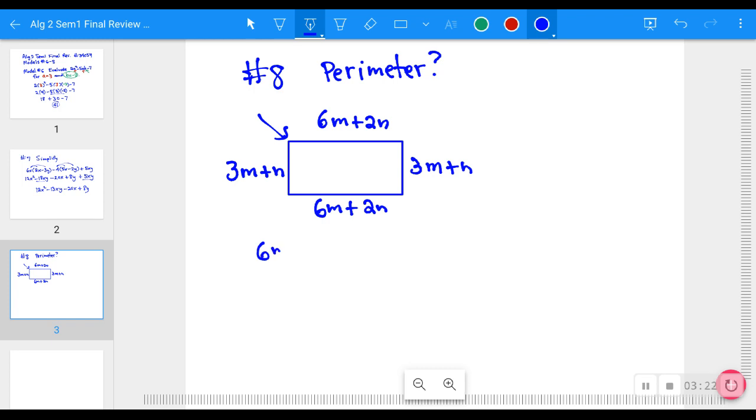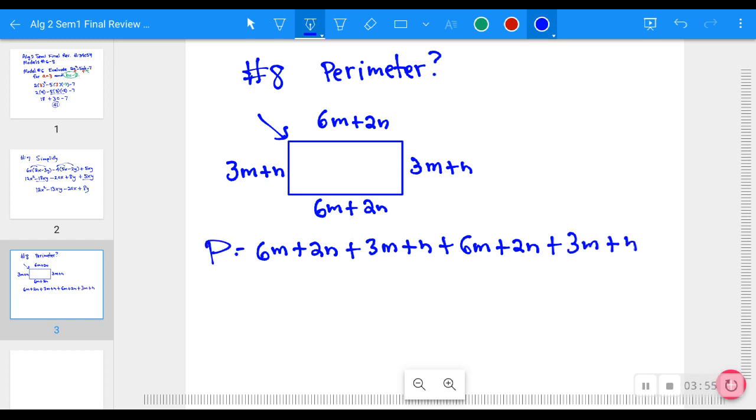So the first side length is 6m plus 2n. The next side we're going to add is this one right here, 3m plus n. And then we come across the bottom, and that side length adds another 6m plus 2n. And then we come back home again, up back to the corner we started at, and that adds the final 3m plus n, and that'll be the perimeter once we get it simplified.